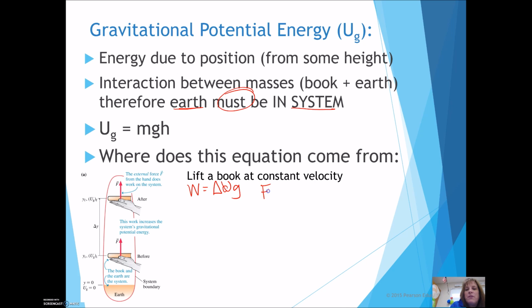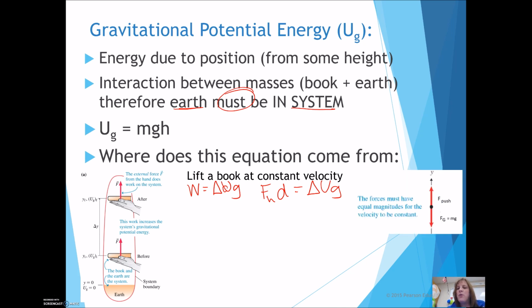So work, being the force of the hand times the distance it travels, equals a change in gravitational potential energy. Well, if this object is moving at constant velocity, or even if it's at rest, then the forces have to be equal in magnitude. So if I'm moving at constant velocity or I'm at rest, the sum of the forces is zero. They have to be balanced. There's no net force, which means that the force of push is equal to the force of gravity, and the equation for force of gravity is mg.